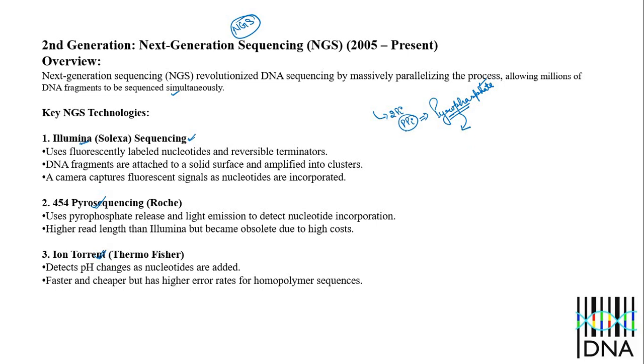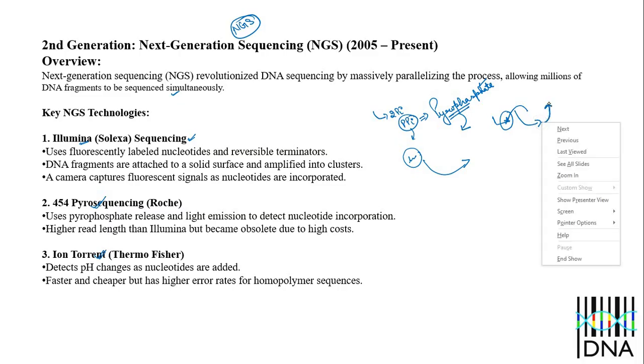Whenever this pyrophosphate is released, it will emit some light, and this emitted light is detected by the detector. Let's suppose this is a growing chain. Now a new nucleotide binds. Whenever this new nucleotide binds, the pyrophosphate is released, which emits some light, and this light is detected by the detector. By detecting this light, we easily determine which type of nucleotide is added. This is the basic principle behind pyrosequencing.